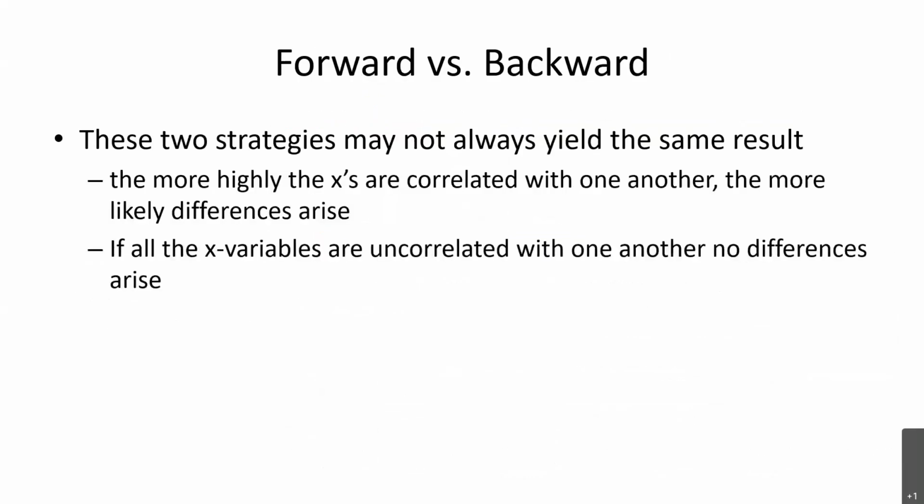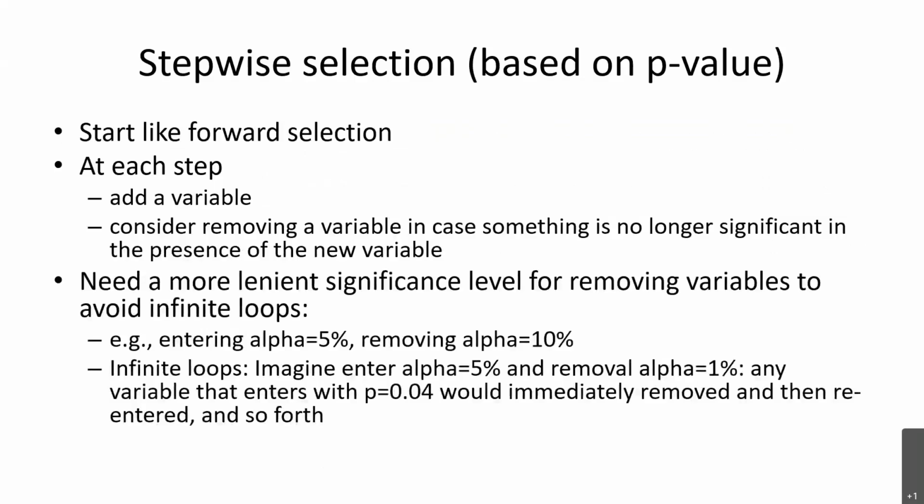As we have seen, the two strategies, forward and backward, may not always yield the same result. And the more highly the x's are correlated with one another, the more likely differences are to arise. But not necessarily, right? I'm not saying every model has to be different. If all the x variables are uncorrelated with one another, no differences arise ever. That's the ideal case. Then regression is completely easy. But of course it doesn't happen, because that would be too easy, right?